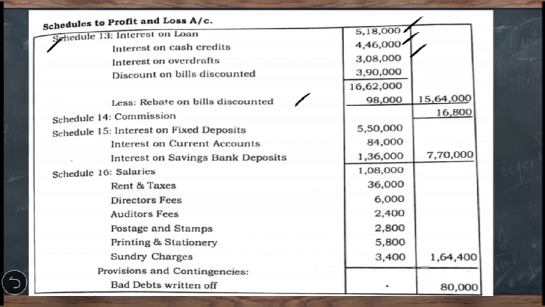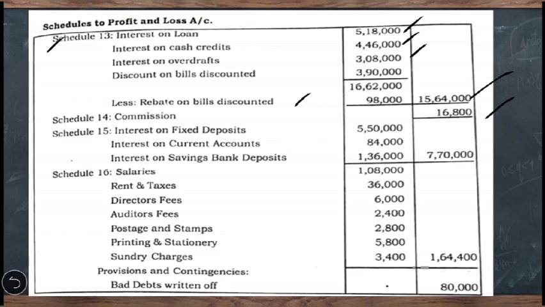Here the total of note number 13 comes to 15,64,000. Then we are writing note number 14, that is other income. We have only one item, that is commission, credit balance. Commission earned amounting to 16,800.